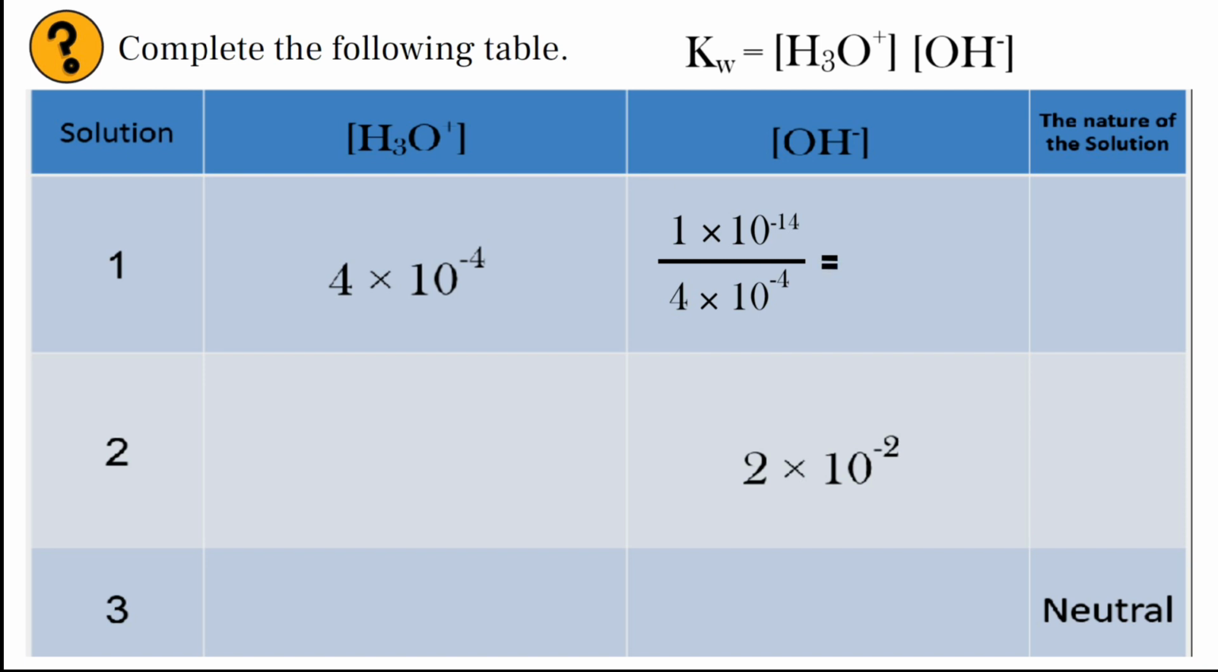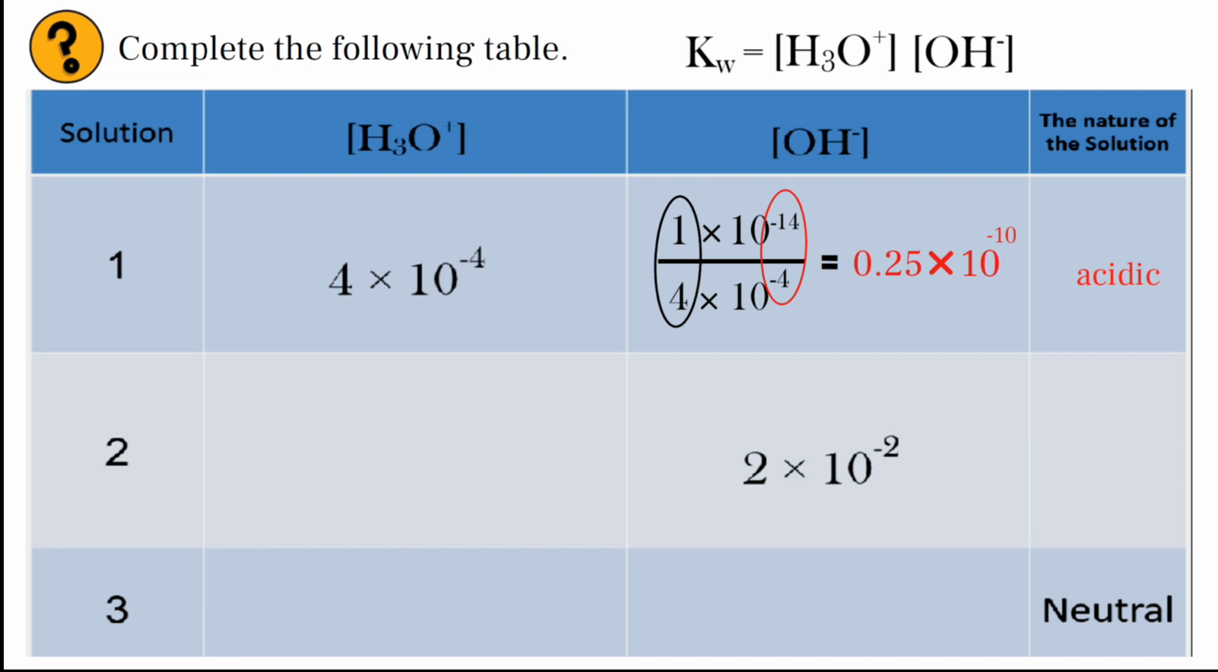Dividing the integers by each other equals 0.25. Then we subtract the exponents from each other, which equals 10 to the power of minus 10. The nature of the solution, as we can see, the concentration of H3O+ is greater than the concentration of OH-. This means that the nature of the solution is acidic.